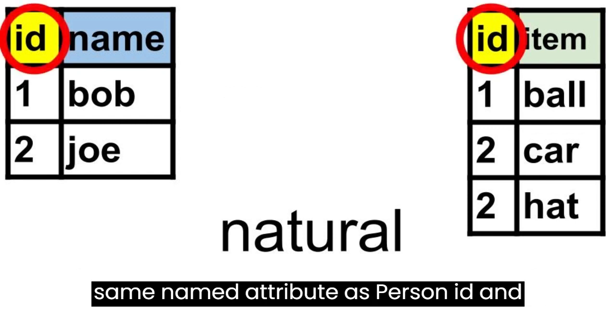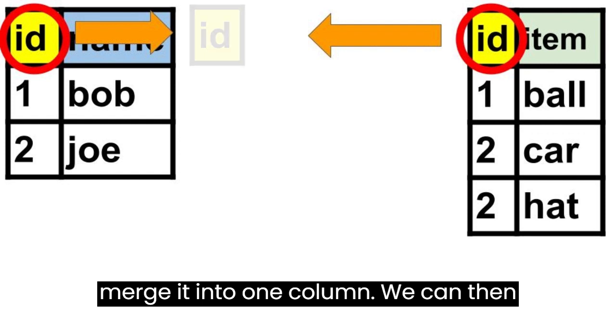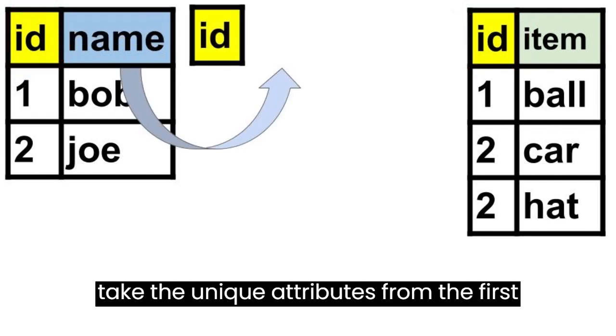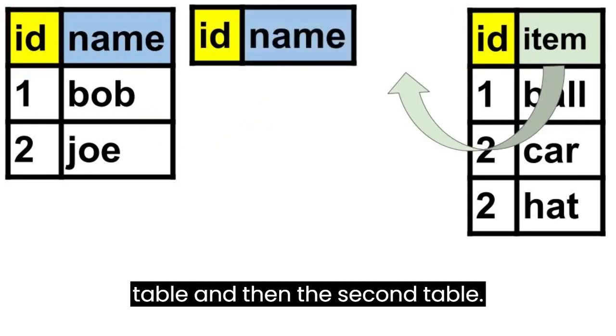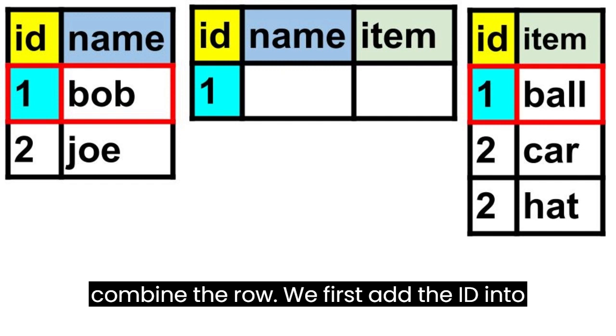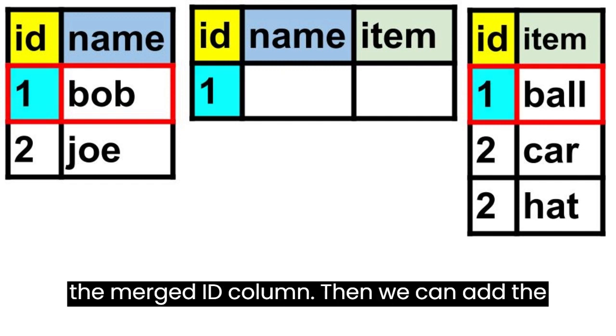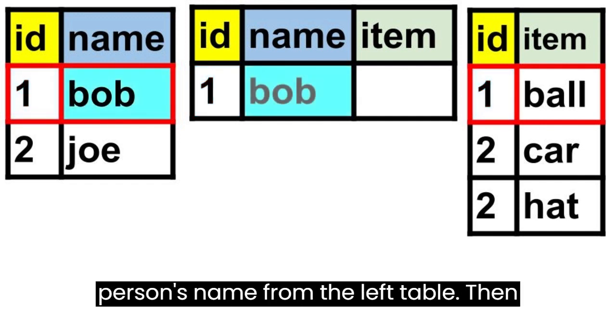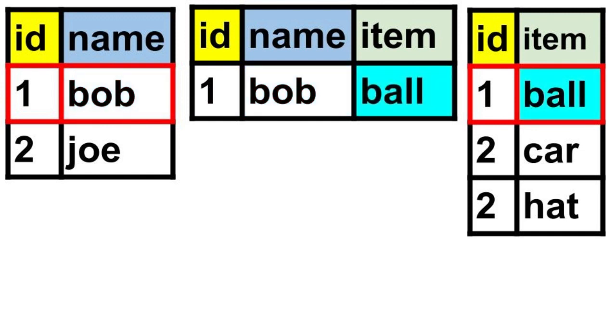We can take our same named attribute, person ID, and merge it into one column. We can then take the unique attributes from the first table and then the second table. We get one match on the ID of 1. Let's combine the row. We first add the ID into the merged ID column. Then we can add the person's name from the left table. Then we can add the ball from the right table.